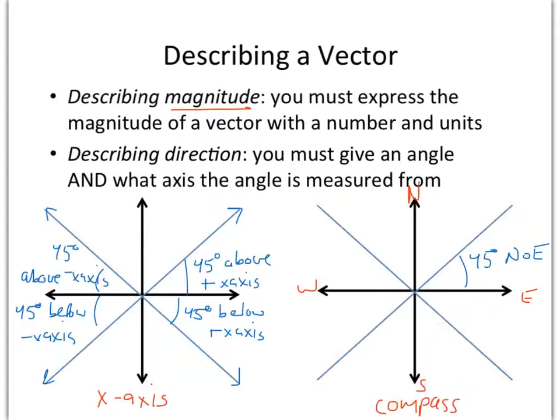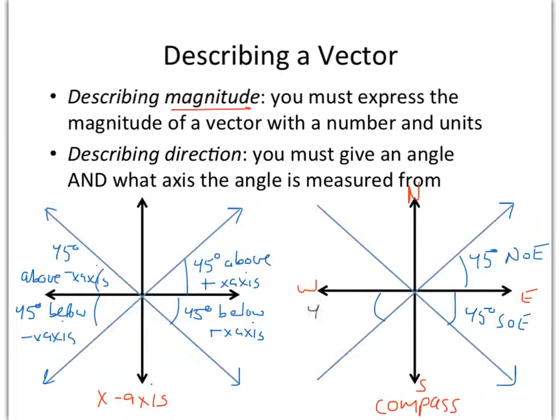Previously we said it's above the positive x-axis. Here we say it's a certain number of degrees north of east. So if this is east, east is functioning as the positive x-axis, and so our vector is 45 degrees north of there. What would this be right here? That would be 45 degrees south of east.